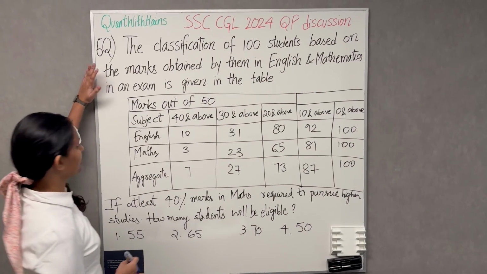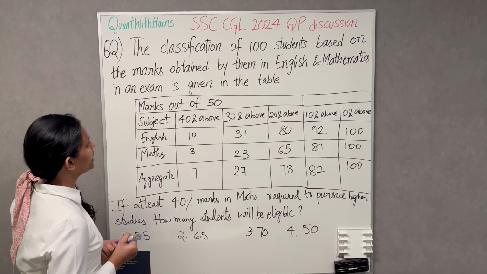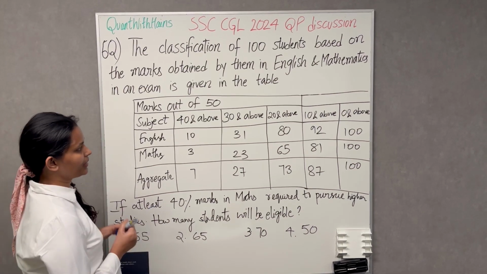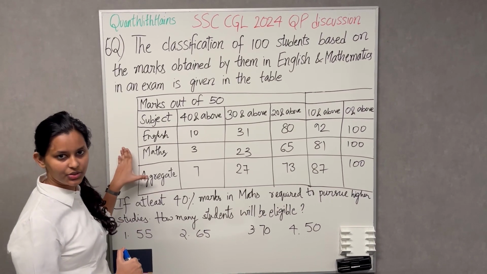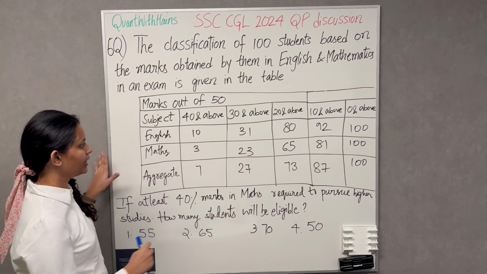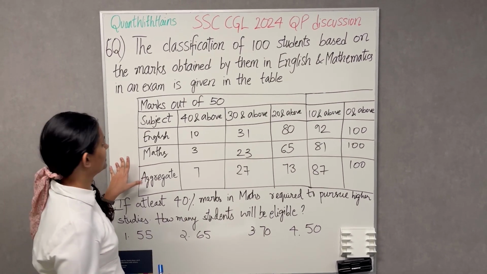Now let us understand the sixth question of the SSC CGL 2024 paper discussion. Here this table is given. Usually in the exam, don't get afraid and don't skip such questions. These are very easy. Just by using the information, we need to select the answer.